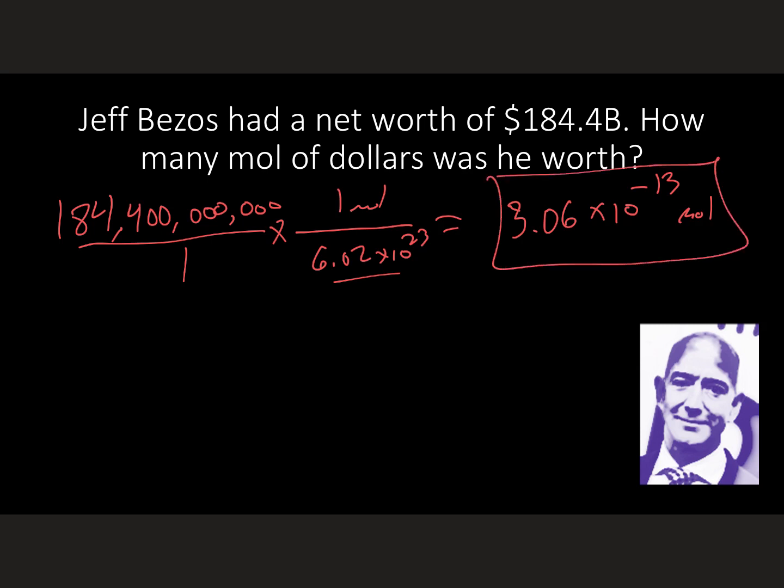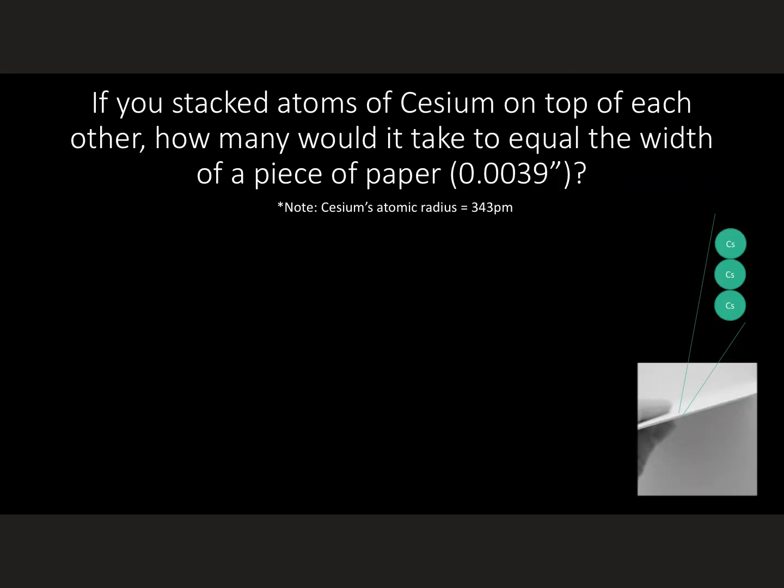A very, very small number. So this is a very, very large number, but a mole is just so insanely large. 1 mole is just crazy. If you had 1 mole of dollars, you'd be insanely rich. So this is just showing you unit conversion and how many moles of dollars Jeff Bezos has. Okay, so our last problem.